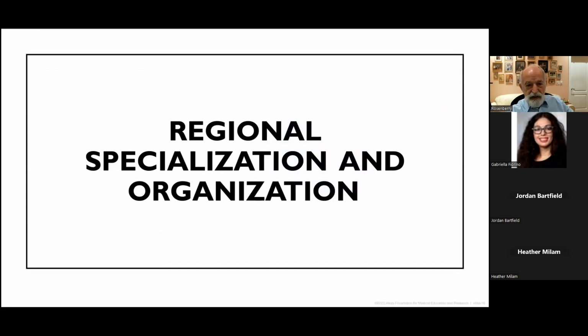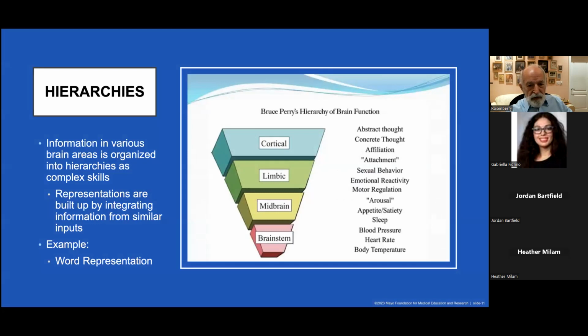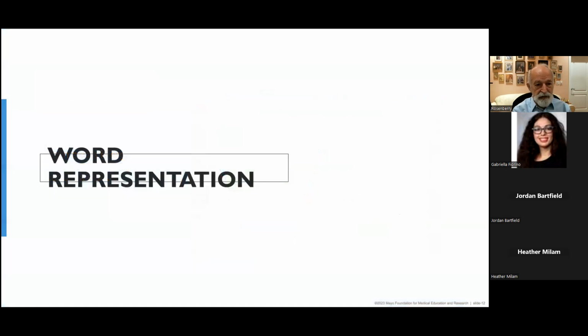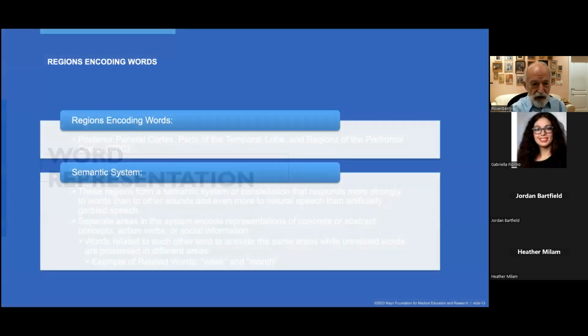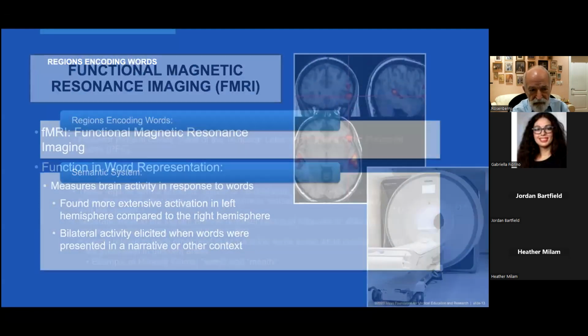Regional specialization and organization. You have generally a hierarchy of neurons from just a few on up to several thousand. The representations are built up by integrating information from similar inputs, and they can be complicated phenomena like word representation. The next, word representation, we're going to delve a little more into that now. That slide is not, let's skip over it.